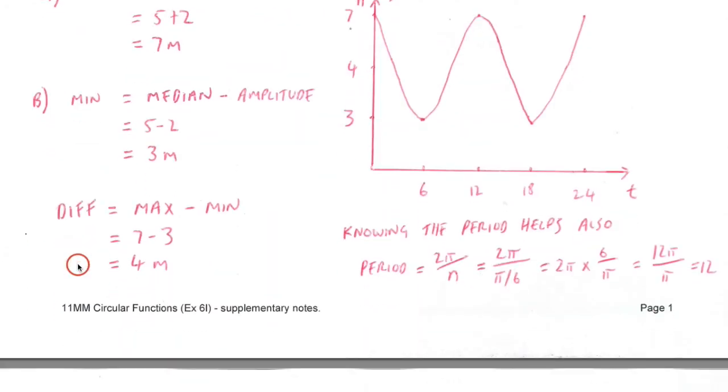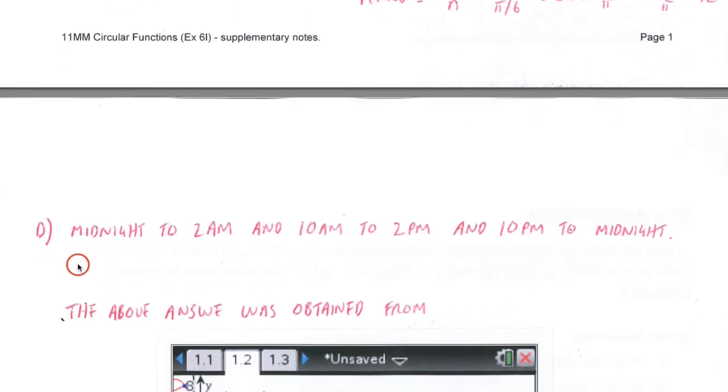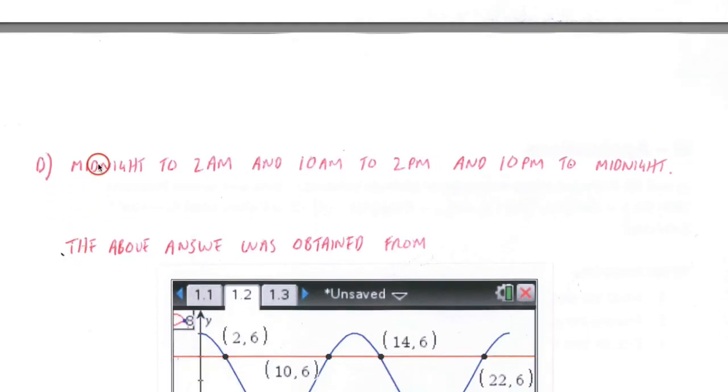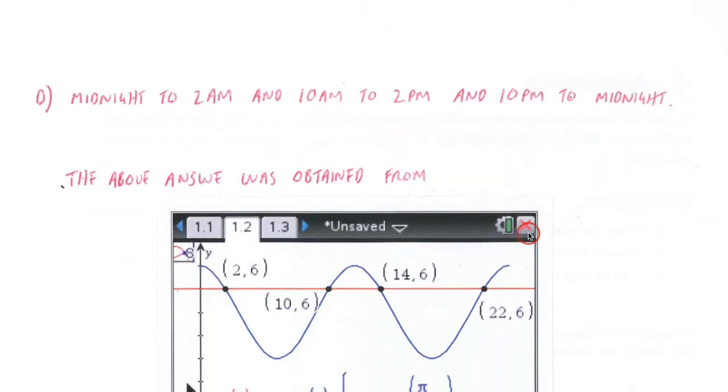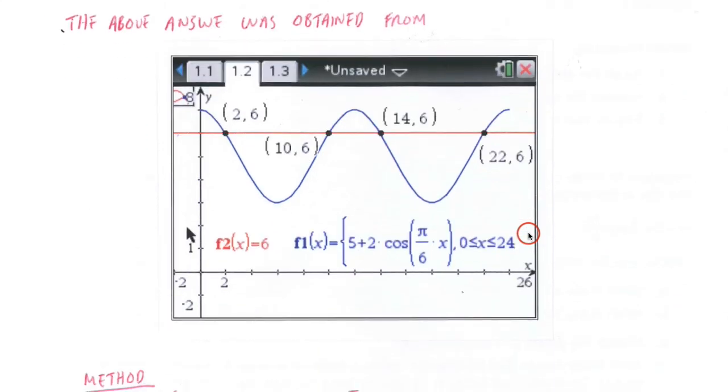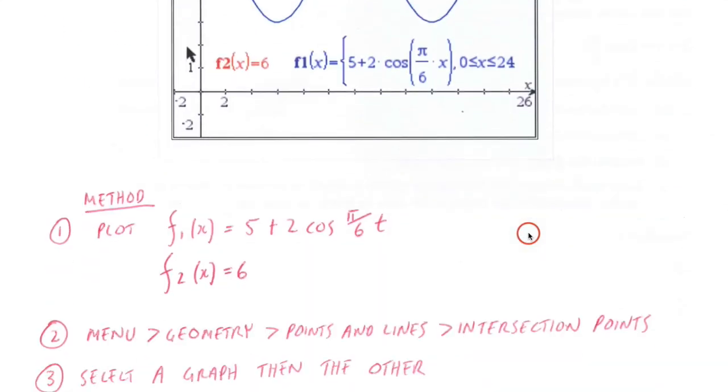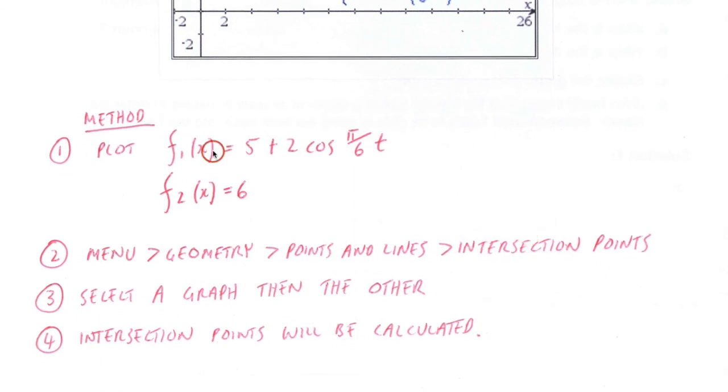So looking at how I responded to that, D, you can see here simply stated midnight to 2 a.m., 10 a.m. to 2 p.m., 10 p.m. to midnight. And there's, from my notes, just exactly what took place and a handwritten explanation of the steps that you followed in your CAS calculator, but you've seen that already. So, that's modelling.